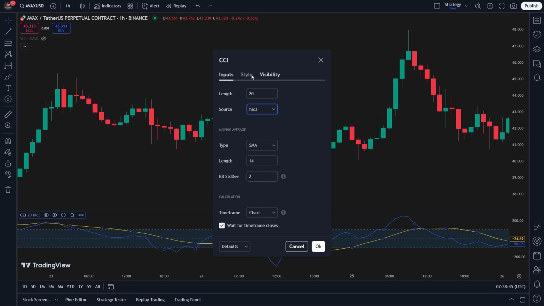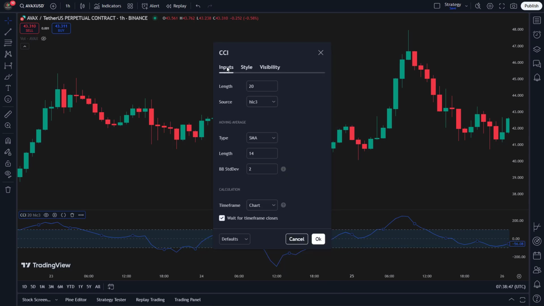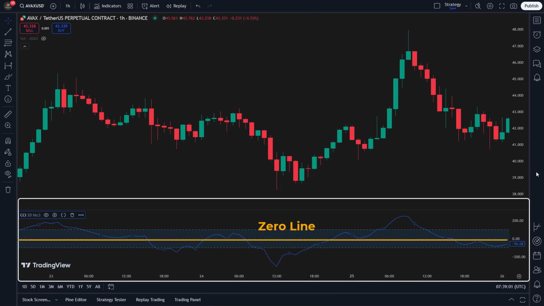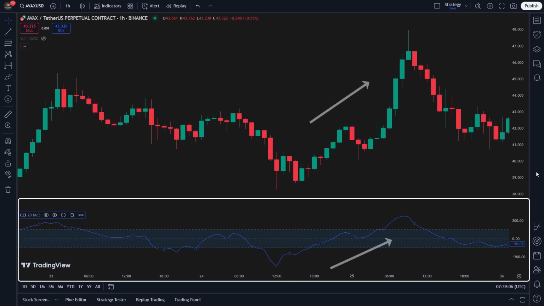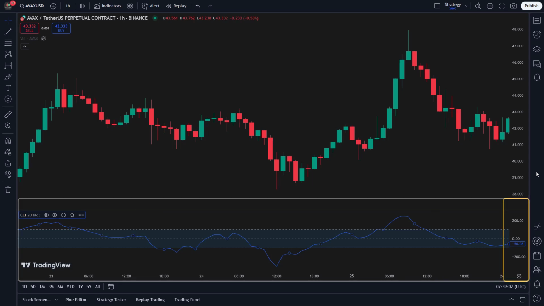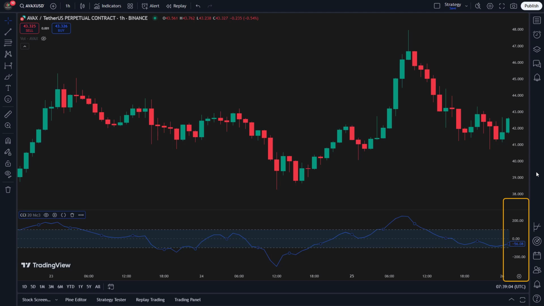Now, after adding the CCI to your chart, you'll notice the indicator line fluctuates above and below a center line, which is typically set at 0. When the CCI goes up, it means the current price is higher than the average price over the last 20 periods. When the CCI goes down, it means the current price is lower than the average price over the last 20 periods. One important thing to know about the CCI is that it is unbound, meaning it doesn't have a fixed minimum or maximum value. The CCI can go as high or as low as the market moves, giving you flexibility in interpreting its signals.